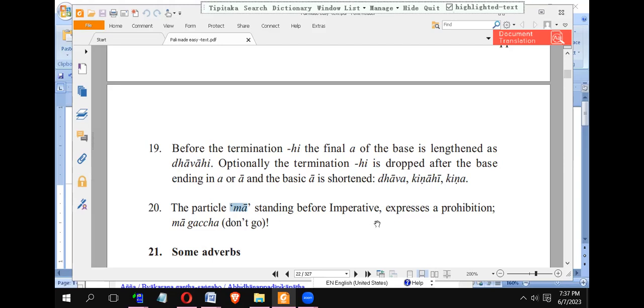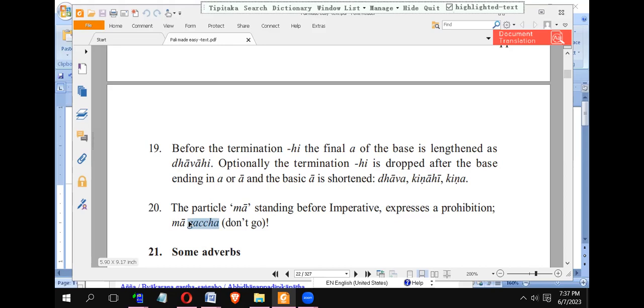Ma before the imperative expresses a prohibition. So ma gacha, do not go. Now gacha is second person singular, so you don't go, just a direct command. So in this example you don't say gacha hi, all right? You also can say gacha hi, but if you're going to give a command, you use the short form, gacha, instead of gacha hi.